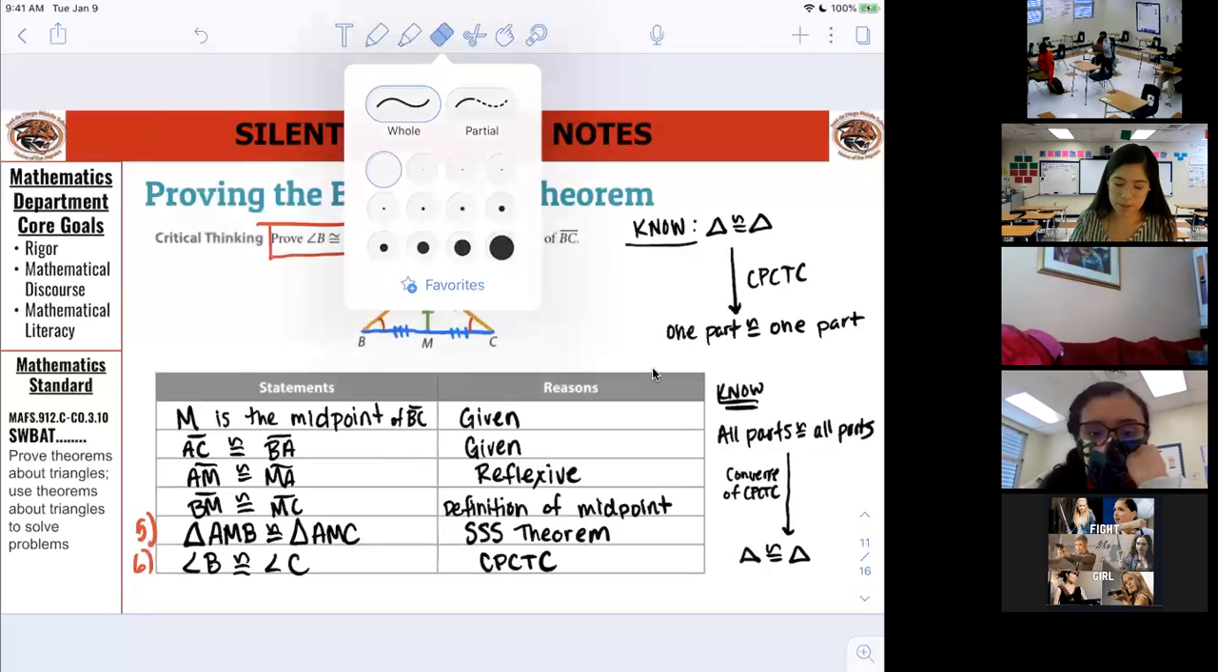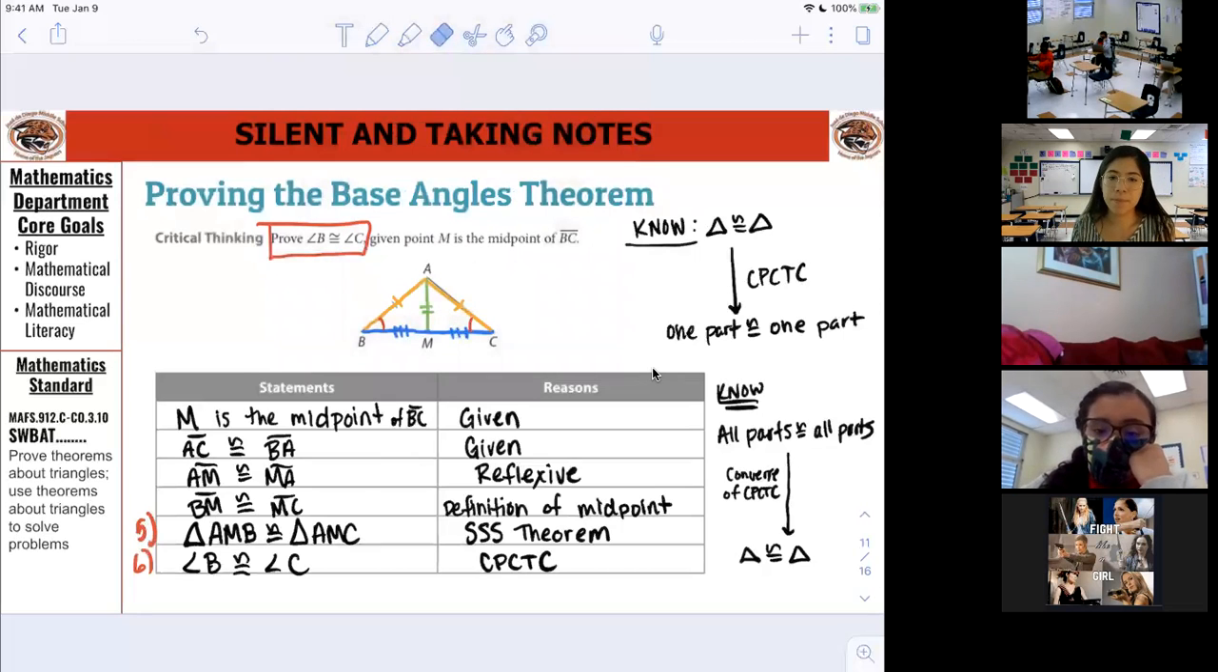Could you also do SAS or no? Well, now that you know B is equal to C, now I could use SAS, but I was not able to use SAS before because I didn't know that these were congruent yet. Oh, okay. Those are corresponding, yes.